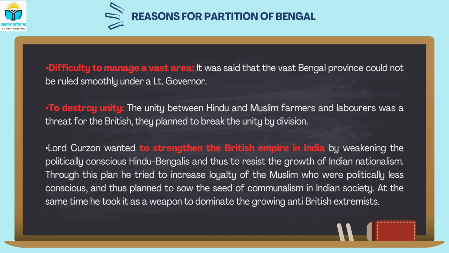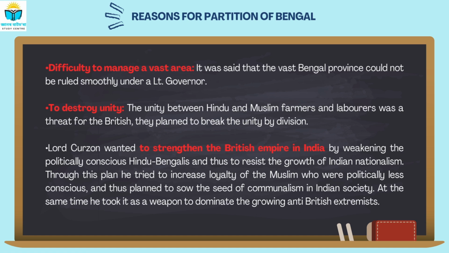Political motives behind the partition of Bengal. Difficulty in managing a vast province. The British argued that Bengal was too large to be governed effectively under a single lieutenant governor. They claimed that the partition was needed for administrative efficiency. To destroy Hindu-Muslim unity. The growing unity between Hindu and Muslim farmers and workers posed a threat to British rule. The partition was designed to break this unity and create religious divisions among the people.